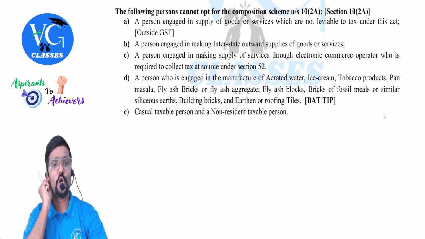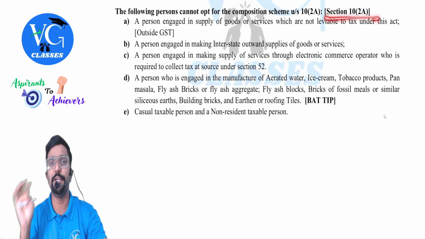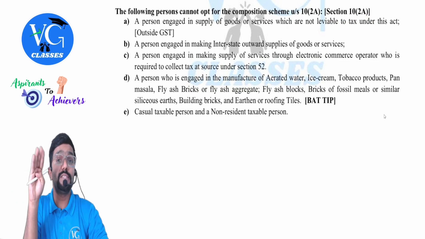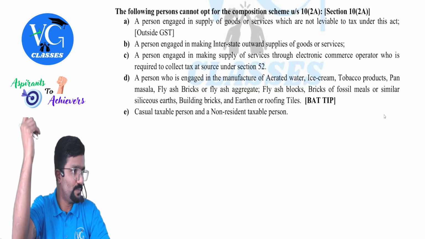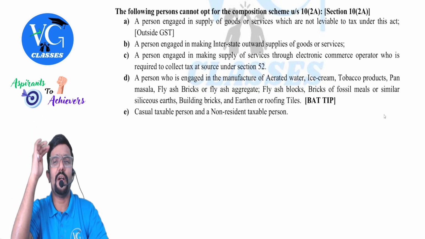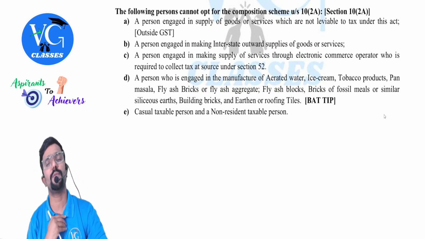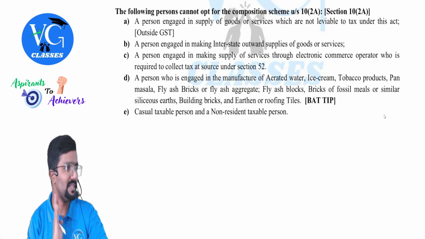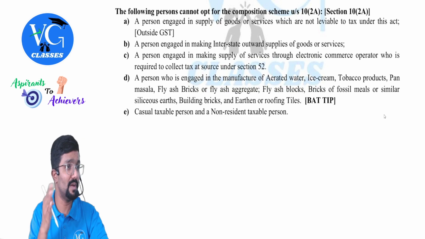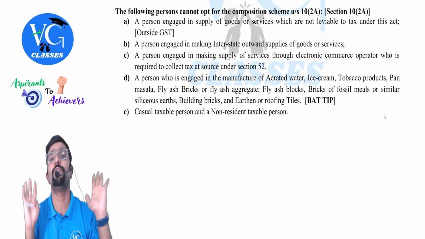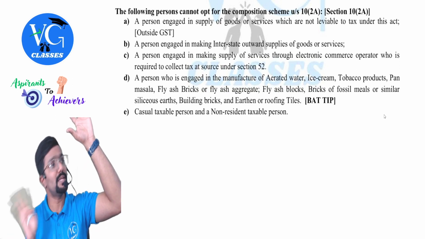The following persons cannot opt for composition scheme under section 10(2)(a). Where is it given, sir? Section 10(2)(a). Who is not eligible for 10(1) is given where? In 10(2). Okay. If by chance you are not able to remember the subsections, the first choice is to remember at least the main section 10. And I suggest you remember 10(1), 10(2) and 10(2)(a), because two different composition schemes are covered in two different sections. 10(1), 10(2) RTM. 10(2)(a) other than RTM.